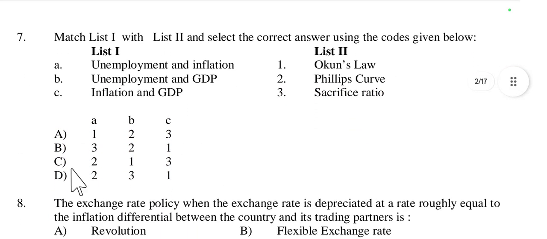Then question number 7, list 1 and list 2: unemployment and inflation, unemployment and GDP, inflation and GDP; Okun's law, Phillips curve, sacrifice ratio. So the first one is unemployment and inflation. It is related with the Phillips curve. There is a trade-off between unemployment and inflation. Then unemployment and GDP is related with Okun's law. Then inflation and GDP is related with the sacrifice ratio. So here 2, 1, 3. Option C is right here. Question 7, option C is right.